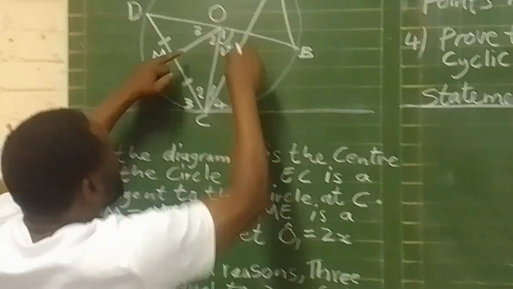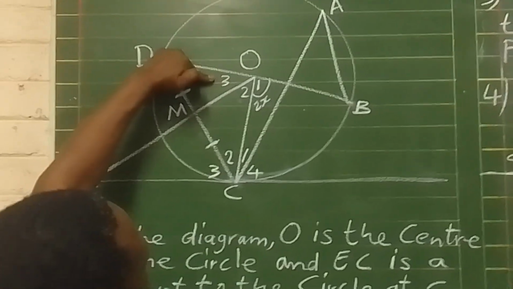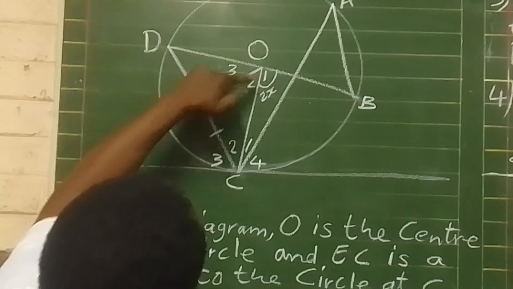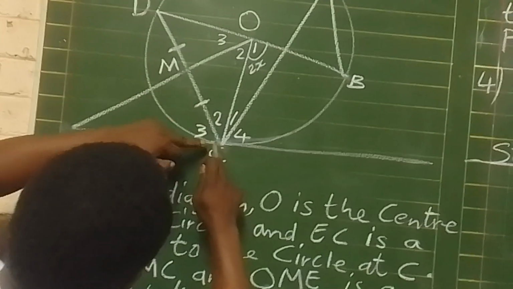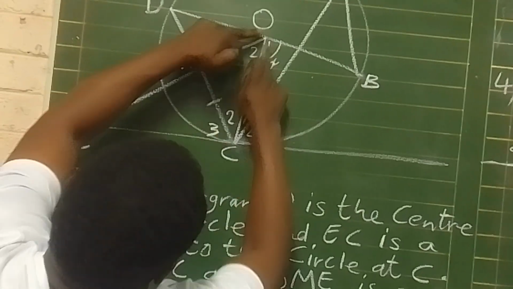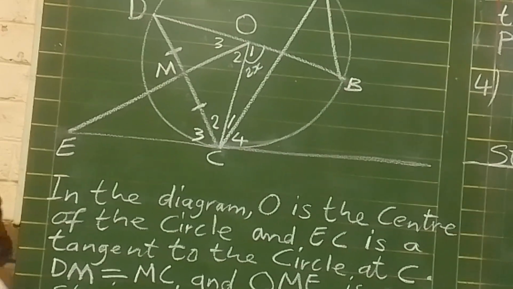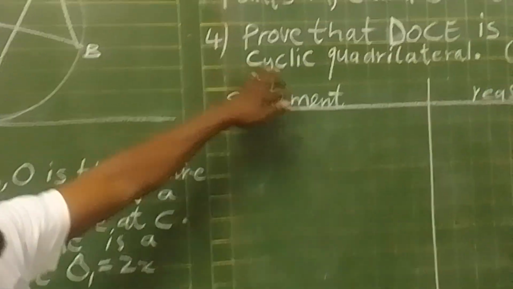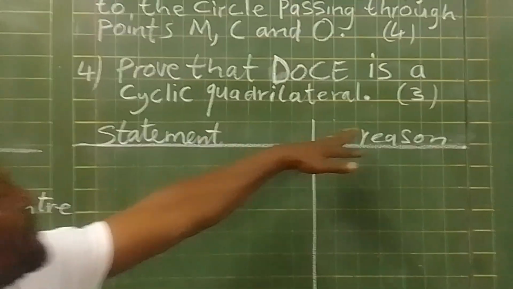You are going to take O2 and C3. But because they want it to be a tangent from MOC, it means that the angle here is going to be O2. O2 must be equal to C3. This is what the statement wanted to prove. Now, number 4, state that DOC is a cyclic quadrilateral for 3 marks.